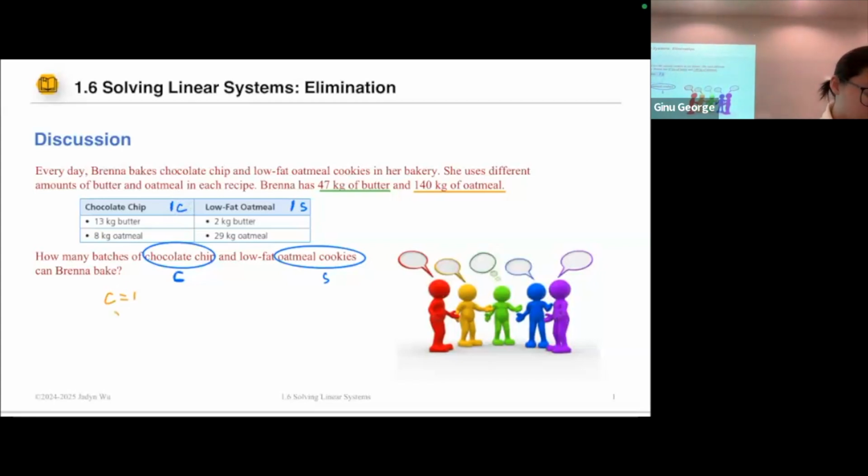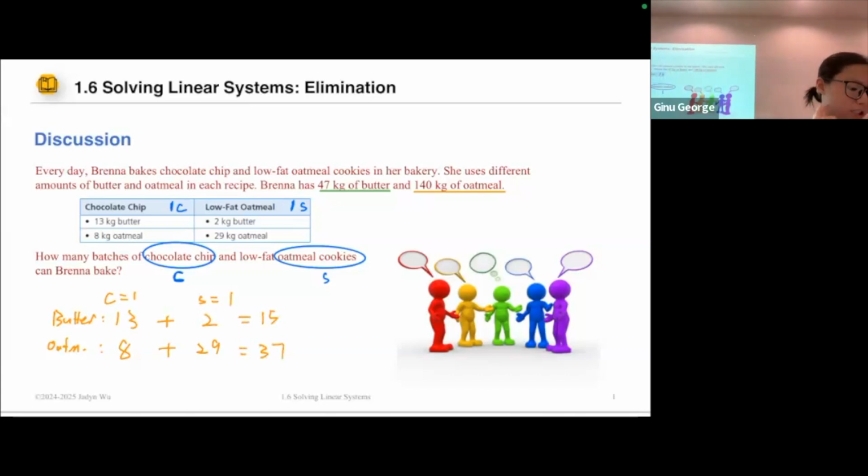The amount of butter I will use will be 30, and the oatmeal I will use will be 8. But what if I still have the S? I produce one batch of oatmeal cookies, so S is also equal to 1. The amount of butter I will use for this recipe will be 2, and the oatmeal I will use for this recipe will be 29. So the total amount of butter I will be using is 32, and the total amount of oatmeal I will be using will be 37.